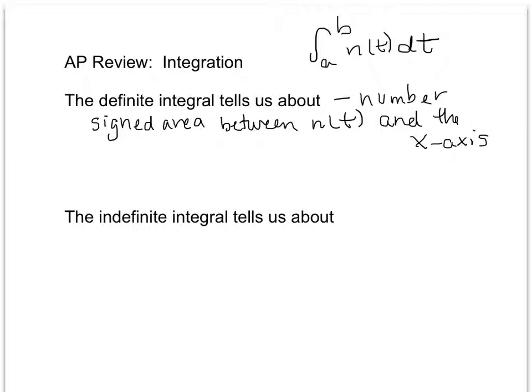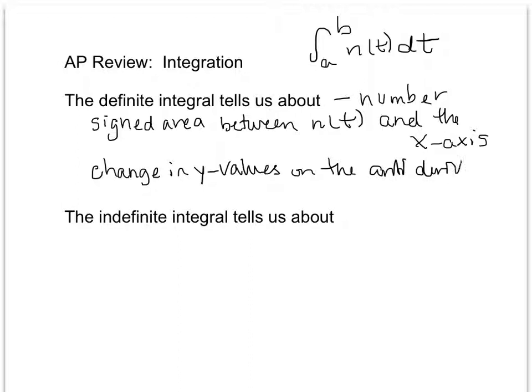That number also tells us about the change in y values on the antiderivative of n of t. Normally, what we need to be used to doing is thinking about whatever function is sitting here as the derivative of something. This is a derivative. Whether or not it's marked as such, it is a derivative. And the definite integral tells me something about that function, the derivative function.